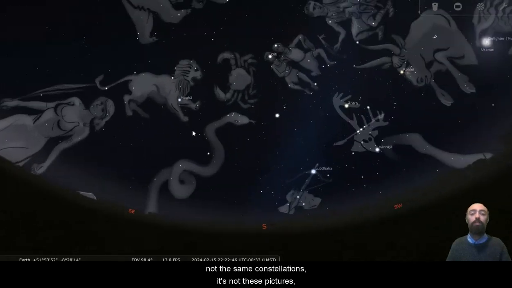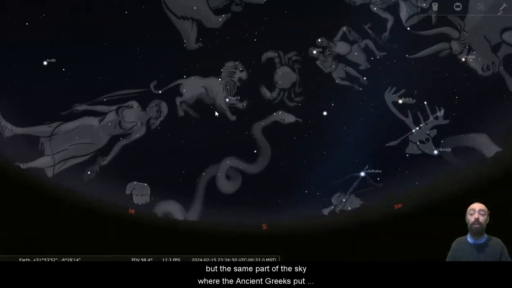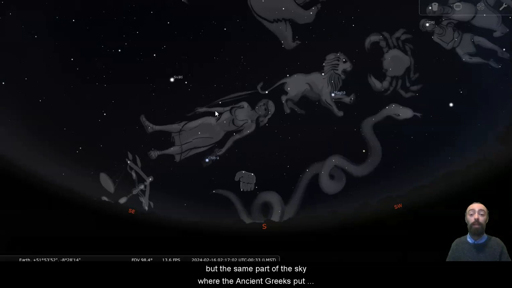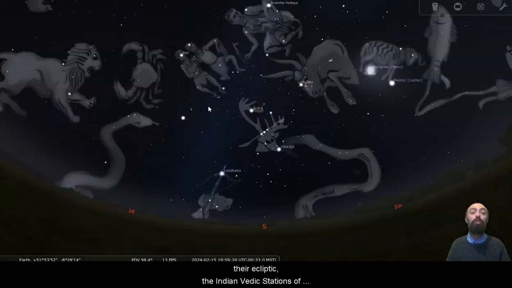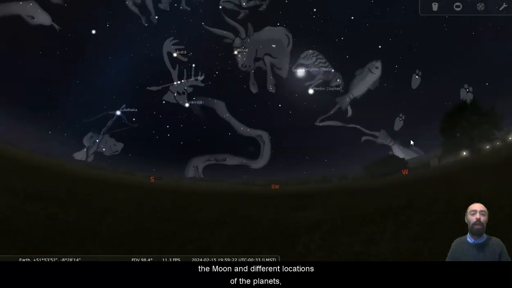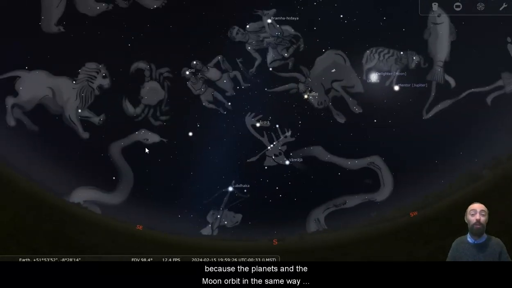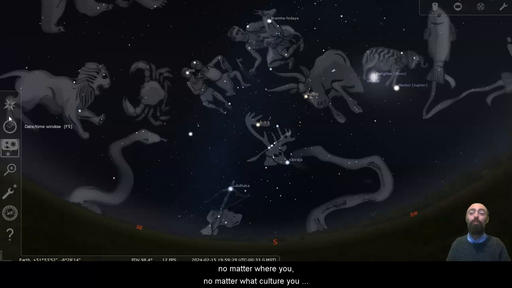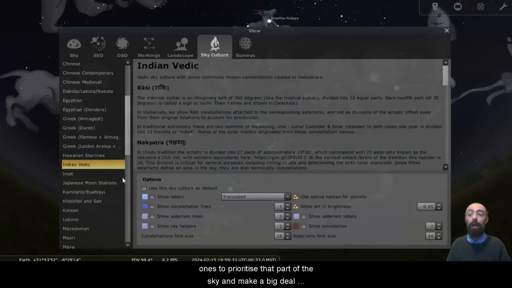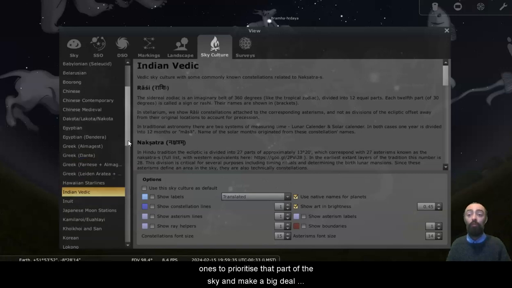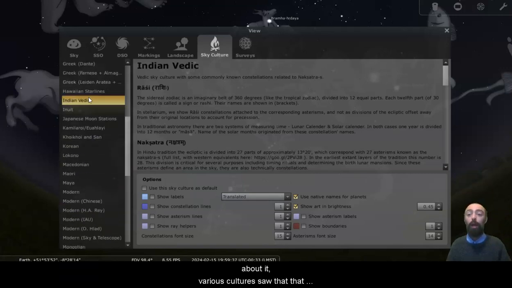Not the same constellations, it's not these pictures, but the same part of the sky where the ancient Greeks put their ecliptic. The Indian Vedic stations of the moon and different locations of the planets, because the planets and the moon orbit in the same way no matter where you are, no matter what culture you come from. The Greeks weren't the only ones to prioritize that part of the sky and make a big deal about it. Various cultures saw that part of the sky was particularly useful for charting up.